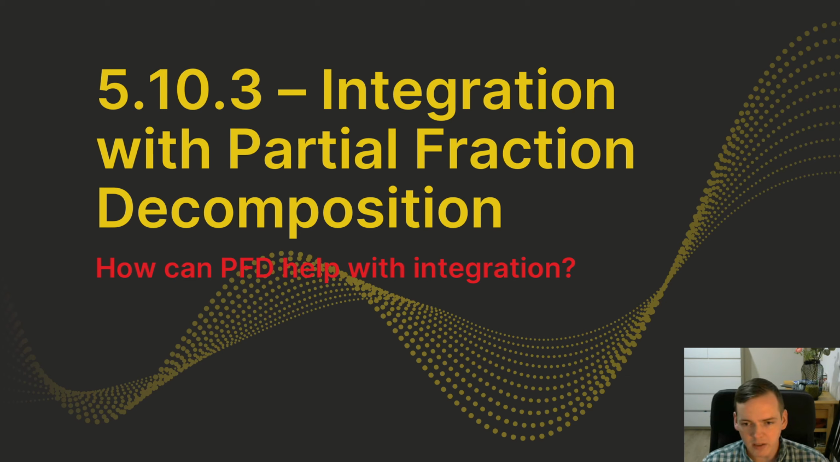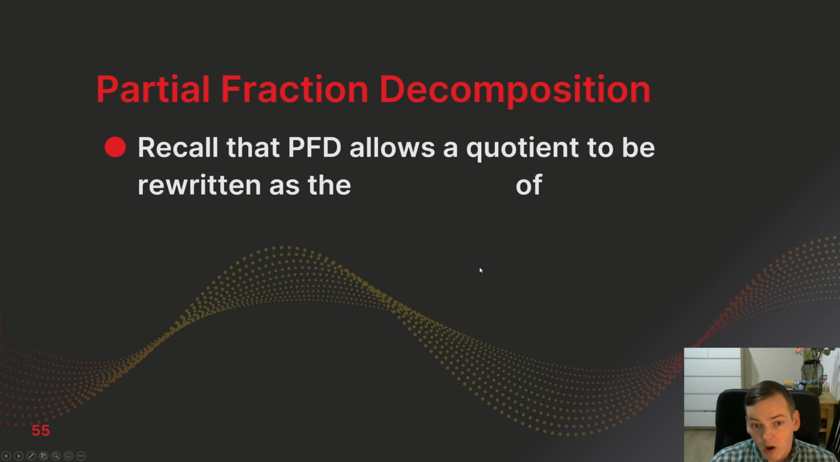So if the denominator is a higher power than the numerator, and you can factor the denominator, we can use partial fraction decomposition to get our integral into a form that is nice to work with. Recall that partial fraction decomposition allows a quotient to be rewritten as the sum of simpler fractions. So that's the whole goal here, is that we're trying to rewrite a complicated fraction as simpler fractions that we can hopefully integrate.